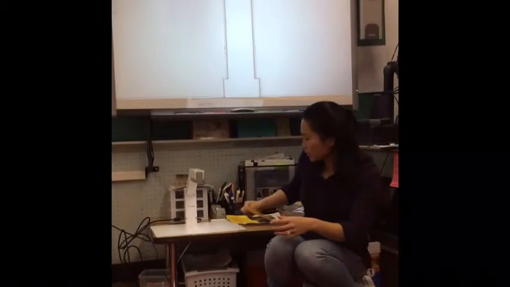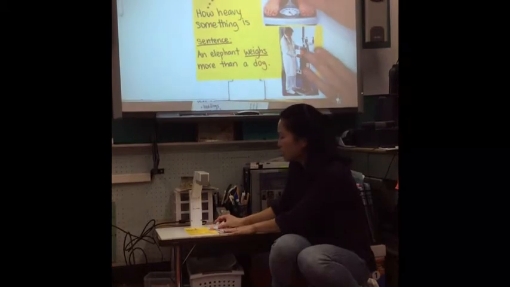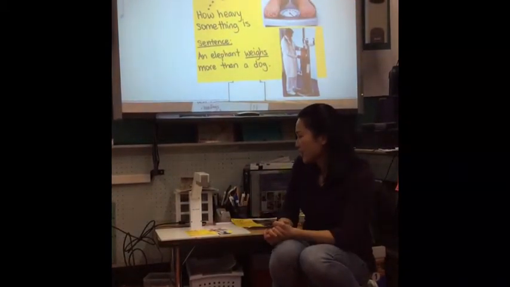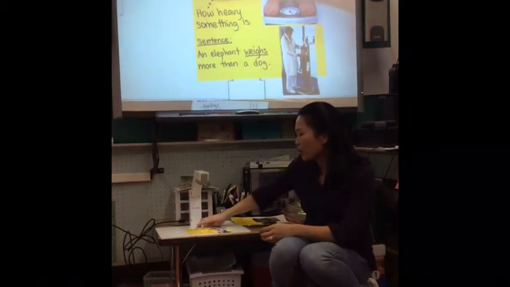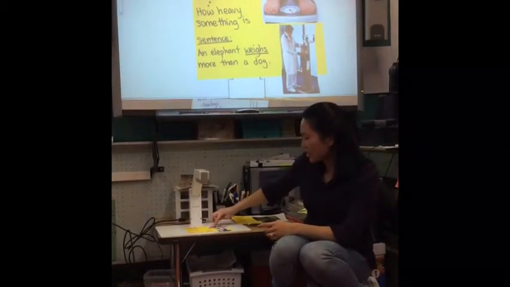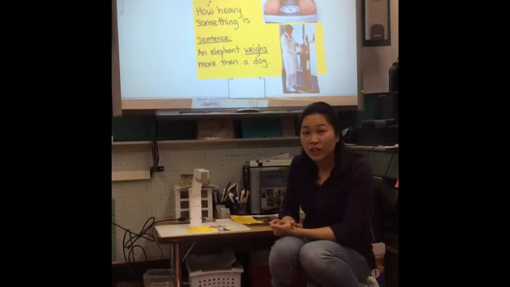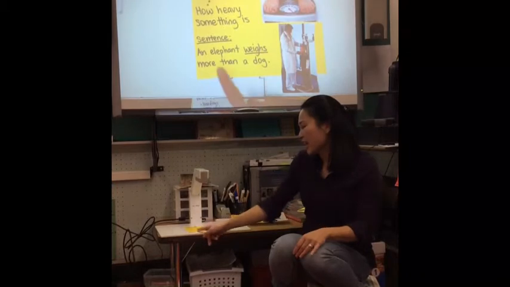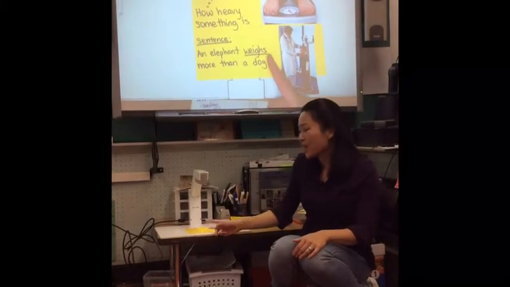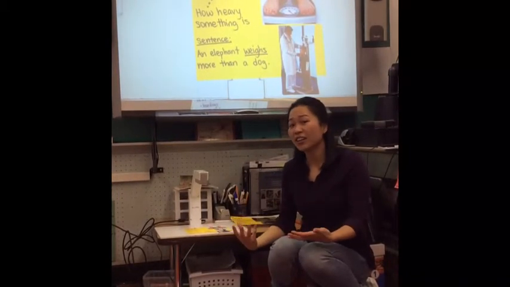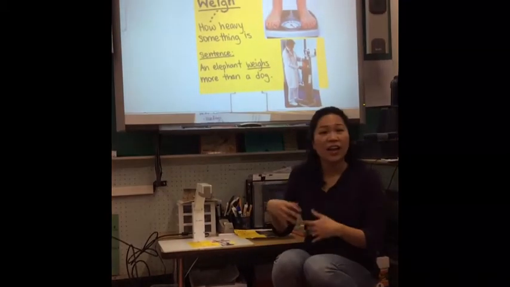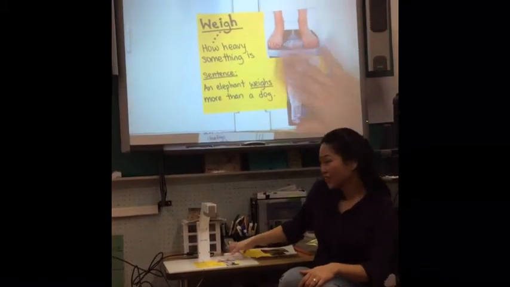Okay, and the next word you might see, this word's kind of tricky too. This word is weigh, okay? Weigh means how heavy something is. Like this person right now is standing on a scale to weigh herself. She wants to see how heavy she is, okay? An elephant weighs more than a dog. So that just means that an elephant is heavier than a dog, okay?